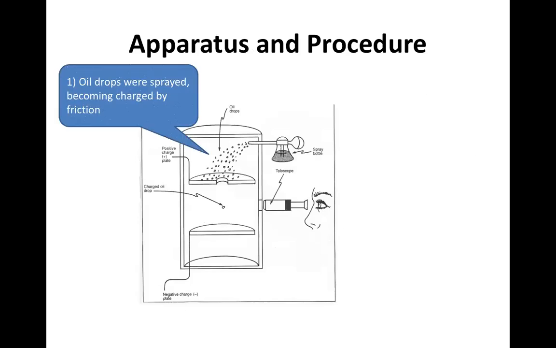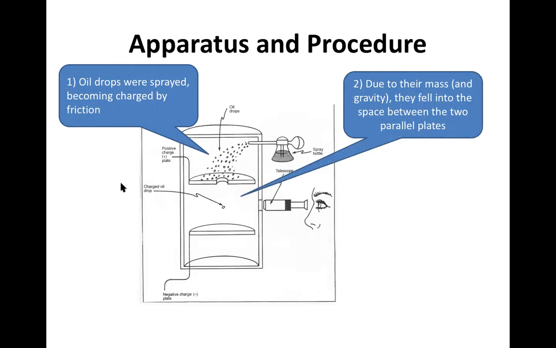Okay, so taking a close look at the apparatus and the procedure. In step 1, there was a spray bottle that released oil droplets, and the oil droplets were charged by friction, so positively or negatively charged. And then some of those oil droplets fell through a hole in the top plate. Let's say that the oil droplets ended up being a negative charge, and the top plate would be positive, the bottom plate negative. And the second step is, due to their mass and gravity, the oil droplets fell into this hole.